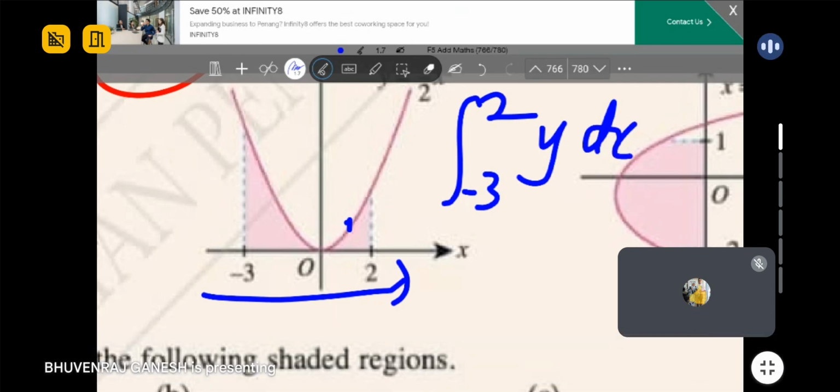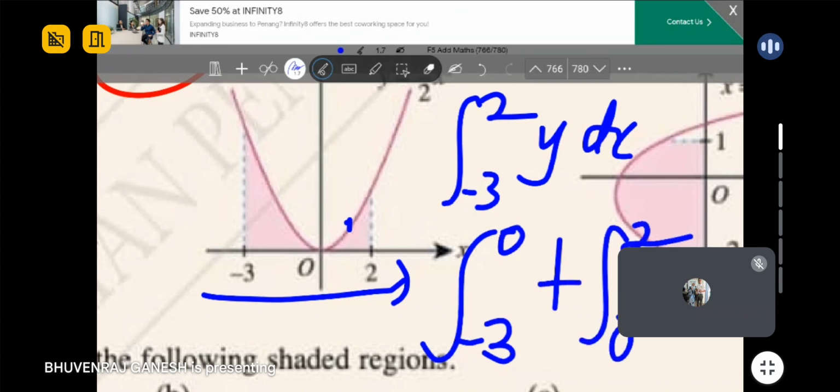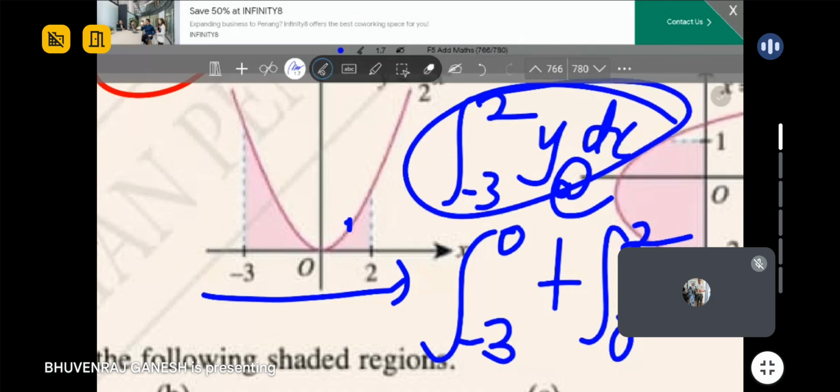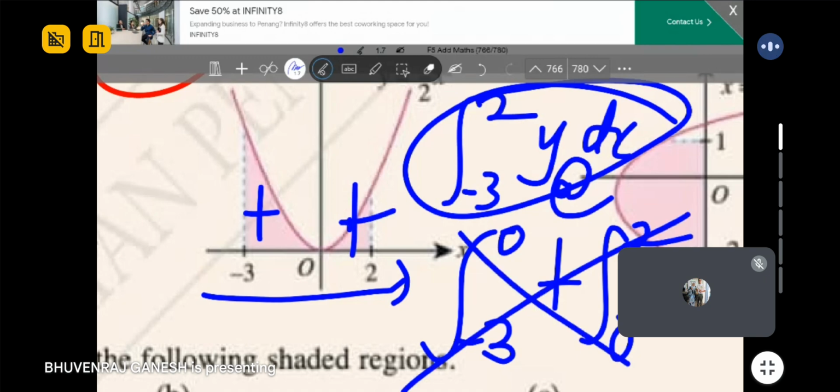But if you have a negative area, you have to separate the integration like this. You have to separate the integration. So there are two separate methods, two different methods. But for this question, we use this one because the area is positive. The area is totally positive. This one is positive, this one is also positive. So this one is not needed. No need. Okay? You can use this one too, but the answer is the same. No difference. Okay guys? Can you understand?